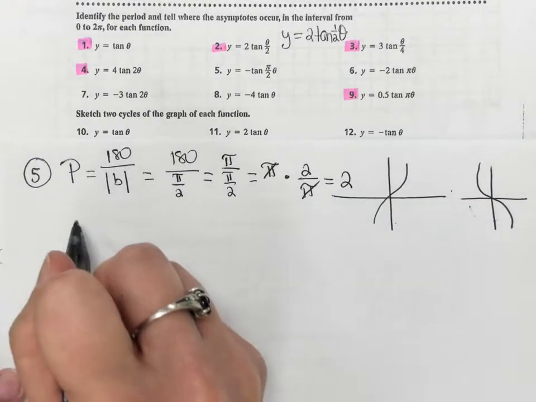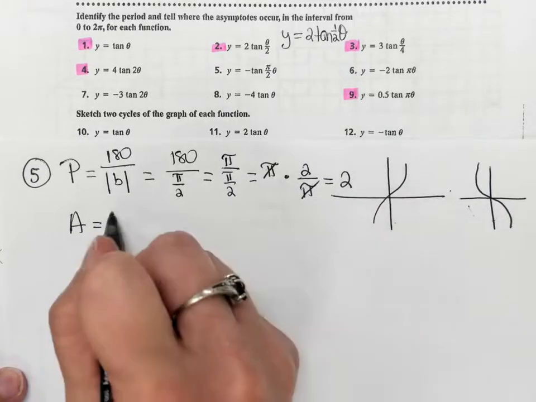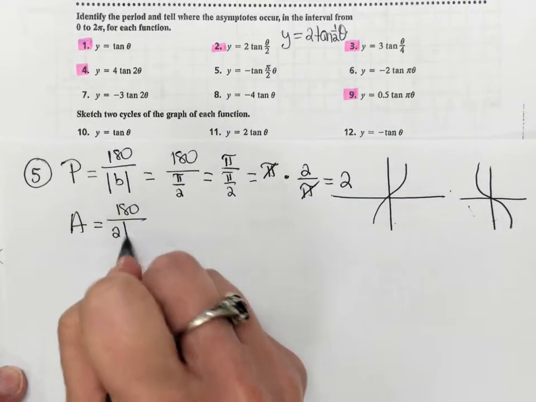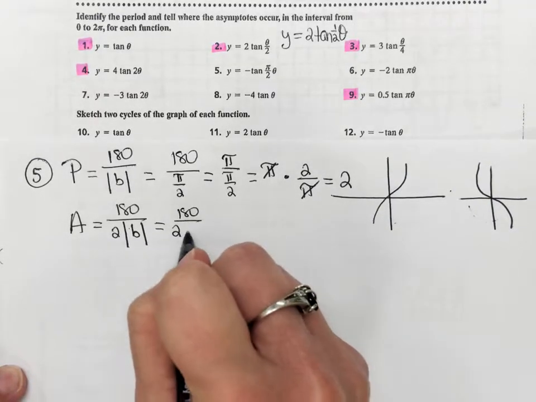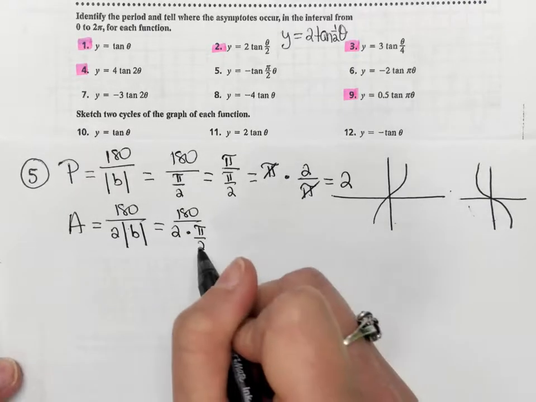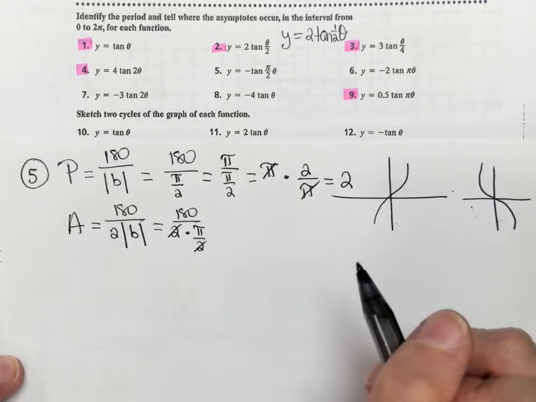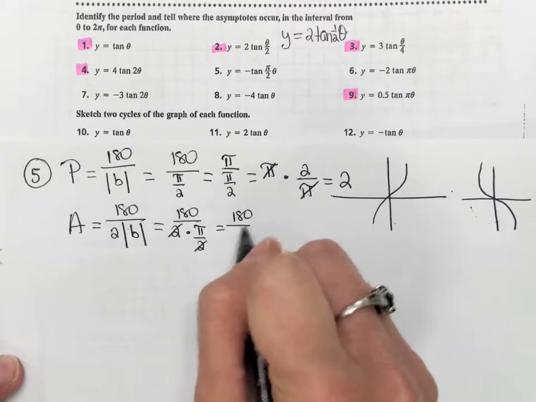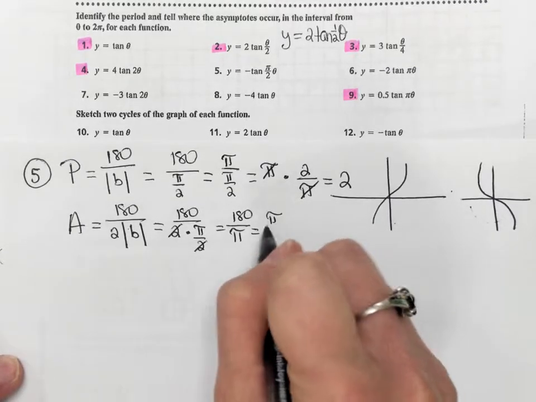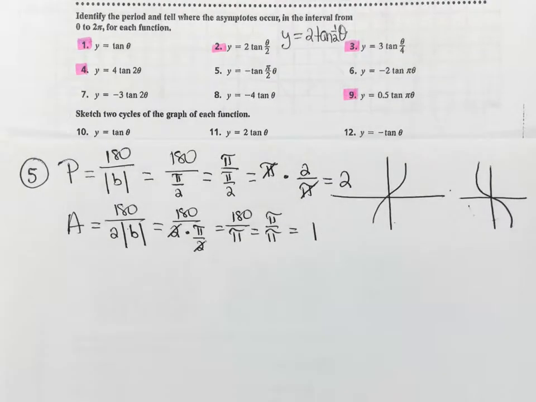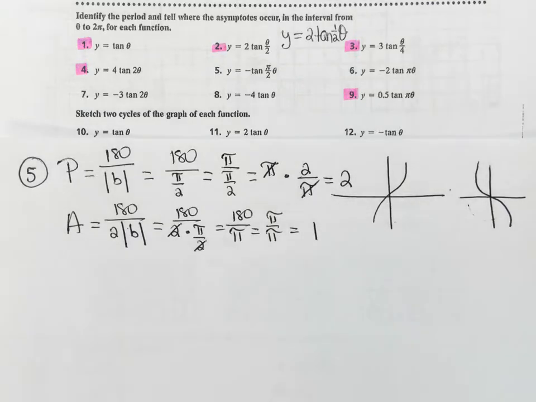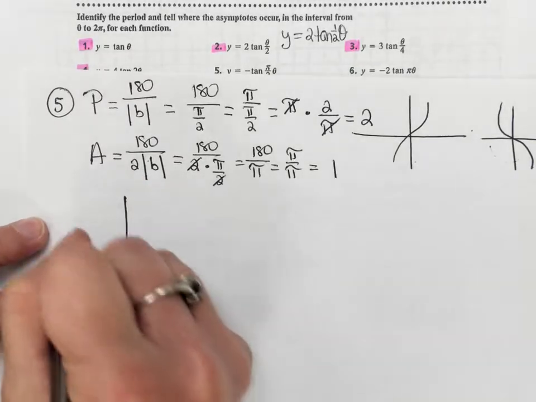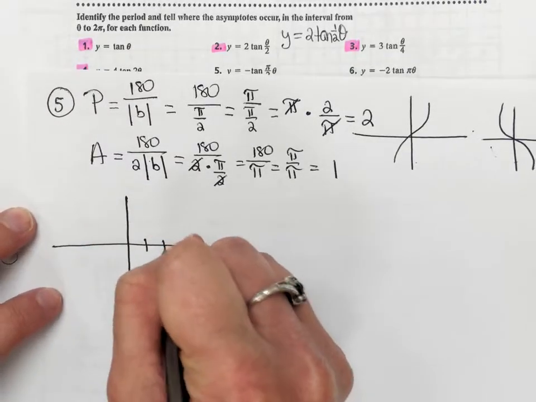What about your asymptote? Very good. 2, the absolute value of b. So it'd be 180 over 2 times pi over 2. 2's cancel out. Very good. You have 180 over pi, which is the same as pi over pi, which is 1. And remember, we always know that trick. It's always half of it, but make sure that you show your work when you get to a test or a quiz. All right, here we go. Let's make our graph. Let's make 4 tick marks.